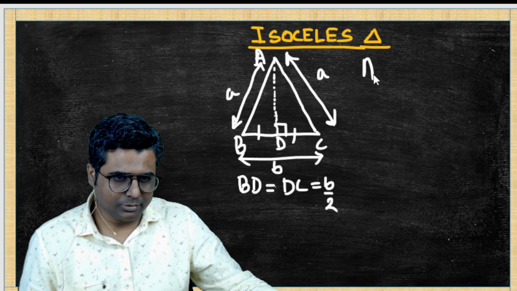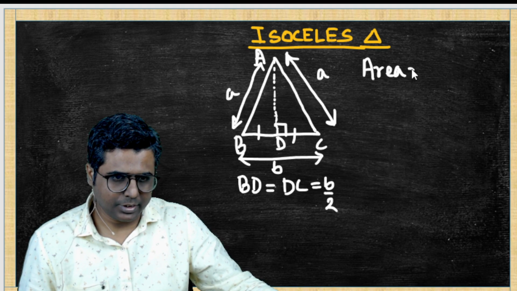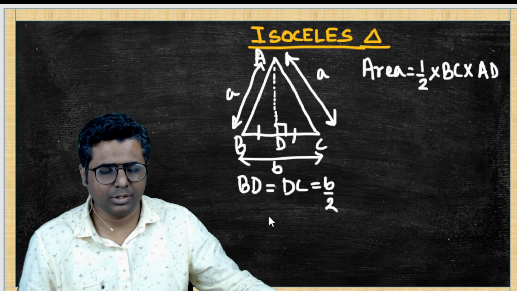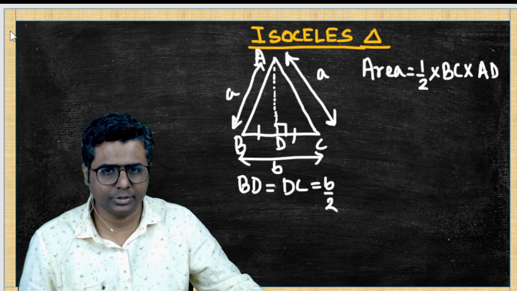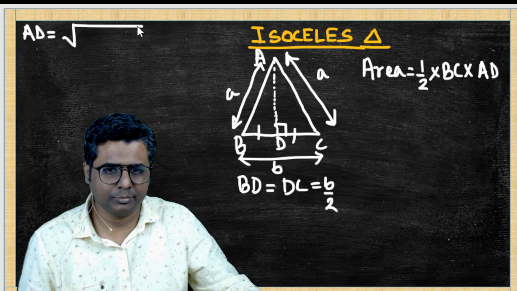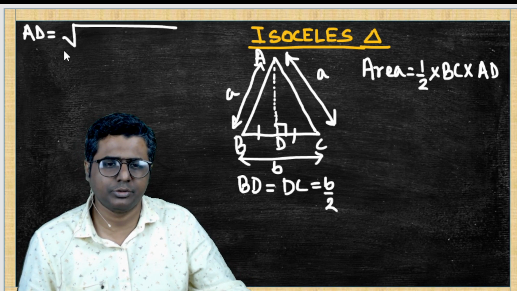Again you have to calculate area. So, area will be half into BC, that is base, into height, that is AD. So, again here you have to calculate AD. First I will concentrate on how to calculate AD. AD will be calculated by the same method, Pythagoras theorem.